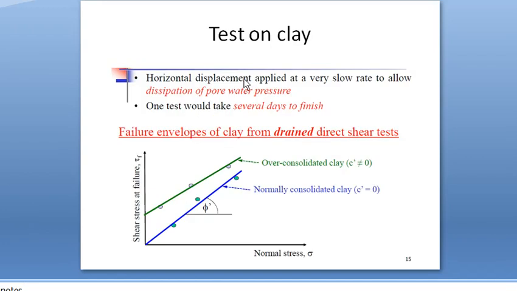Next, direct shear test on clay. If you're conducting the direct shear test on clay, the rate of the experiment will be very slow. That is, it will take several days to finish the experiment. So usually we are not conducting this on clay. We are conducting this for sand only, direct shear test. And this is the failure envelope obtained for clay.